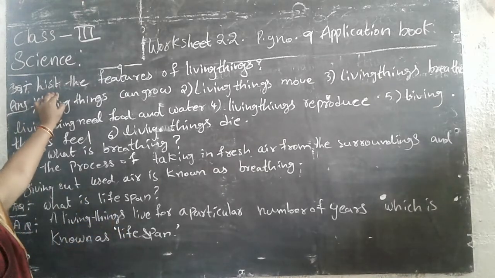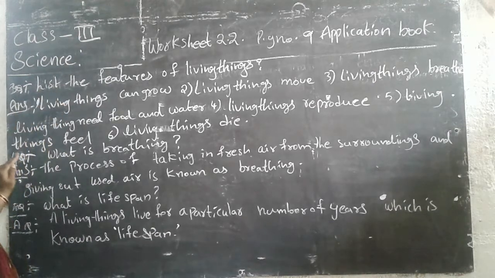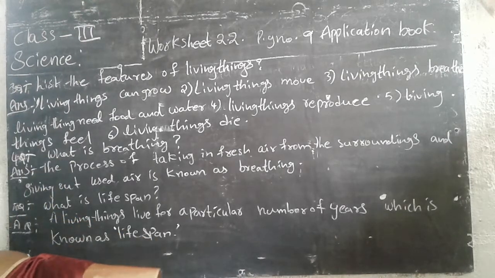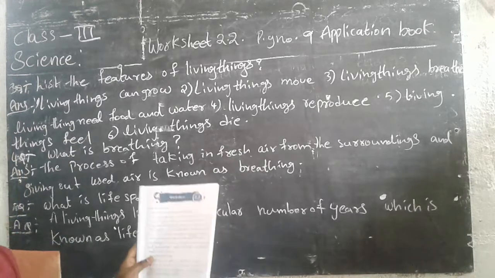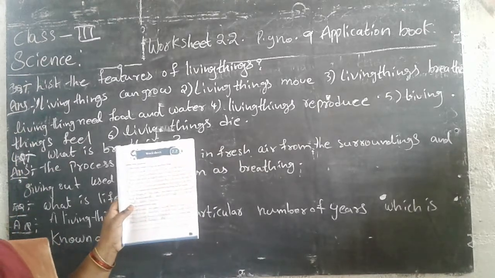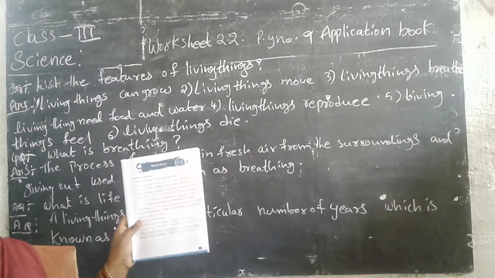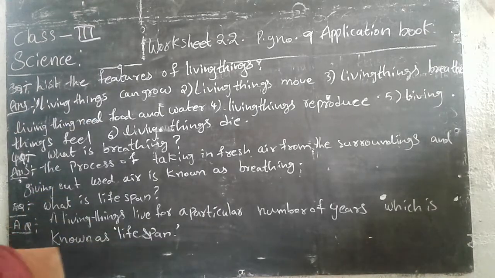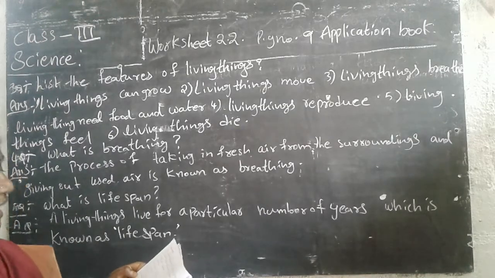In worksheet 2.2, the first question is the difference between natural and man-made things. Second question, give two examples of living things and non-living things. Third question, list the features of living things. Fourth question is what is breathing. Fifth question is what is lifespan.